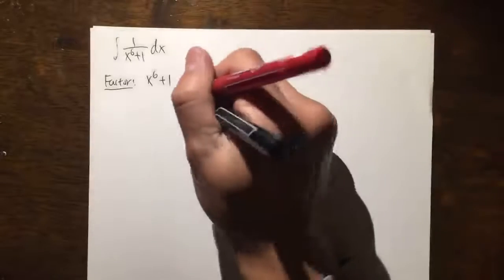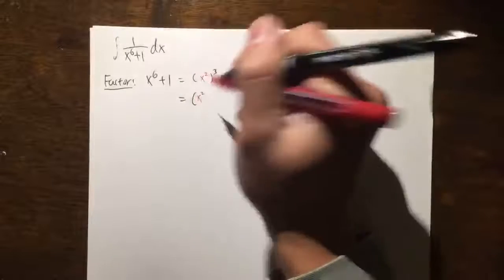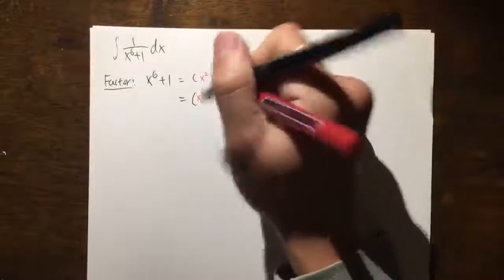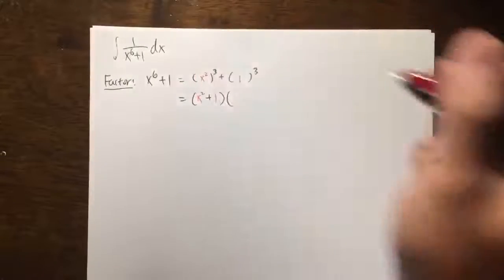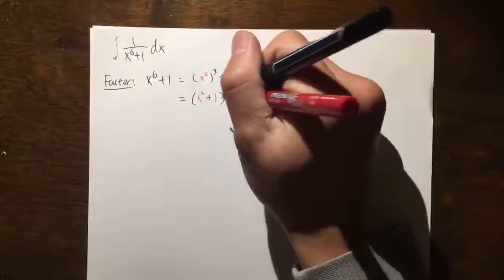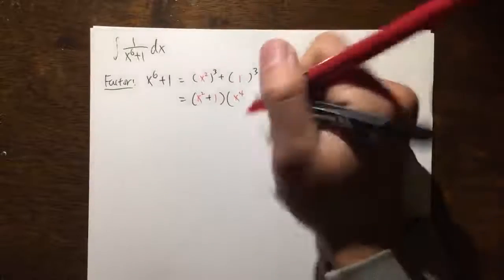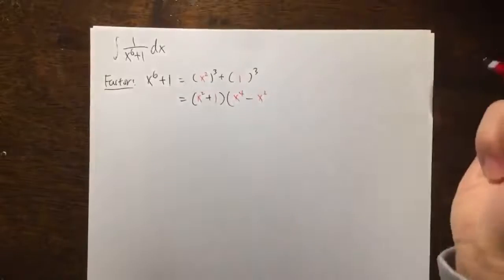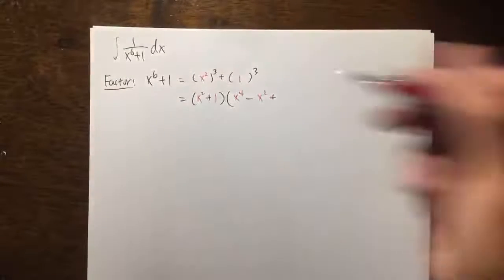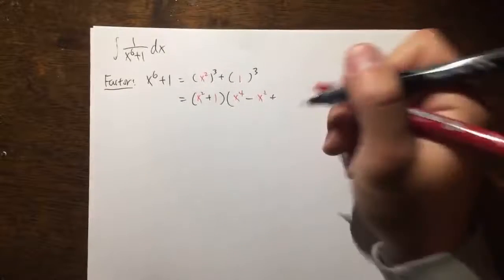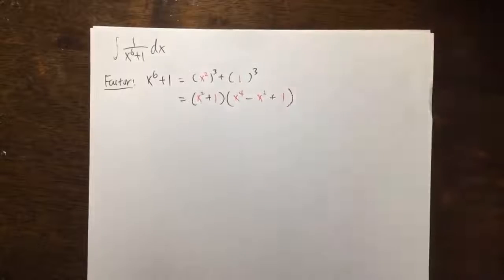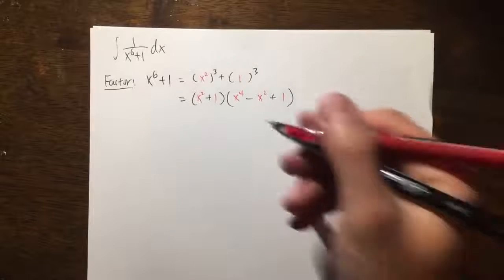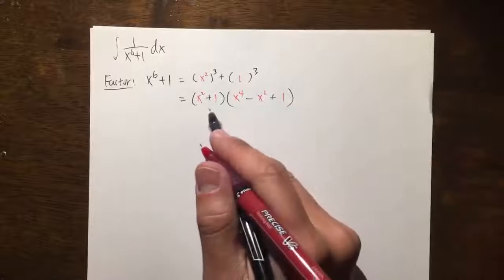To factor this, we will first get x squared, and then we add 1 to that. And then we will have to square this guy, which will end up with x to the 4th power. And then minus this times that, which is just x squared. And then we will have to add 1 squared, which is 1. Okay? And now, can we factor more? Can we factor more for this?